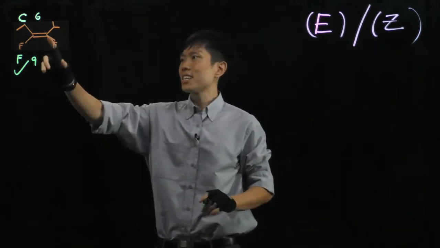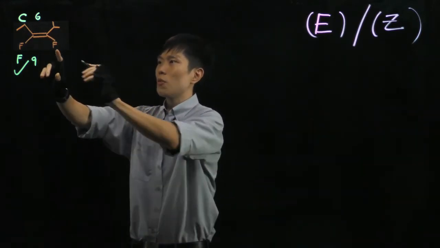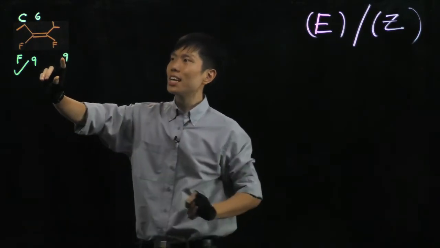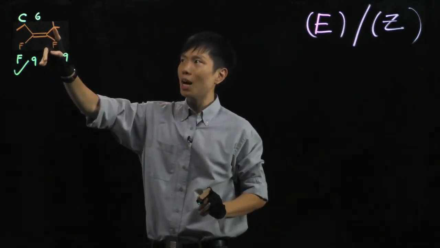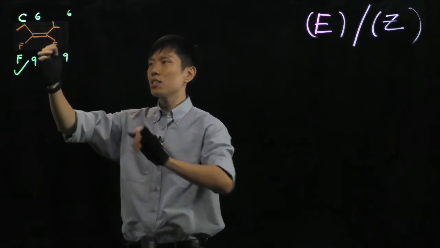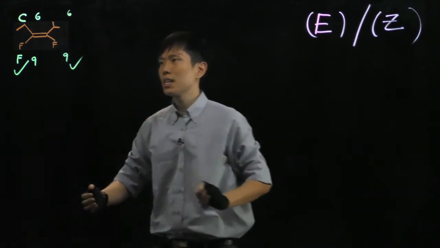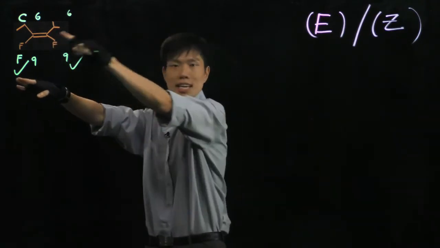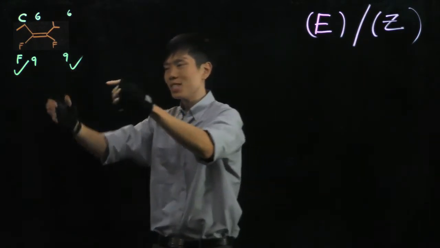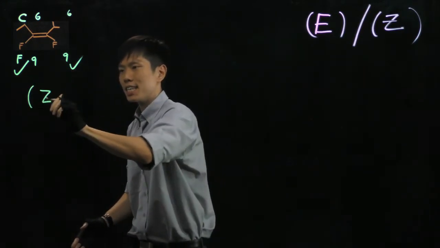On the other side, you go one bond, fluorine again, atomic number is 9. You go up by 1, you see a carbon, so that's a 6. So again, the higher priority is at the bottom. Now notice my ticks are now on the same side, which means that these belong to a Z isomer.